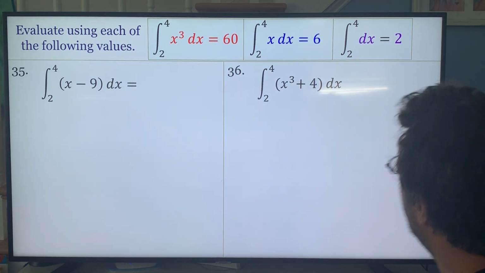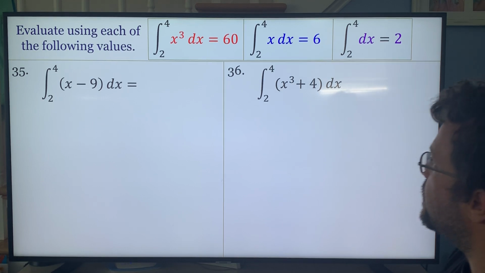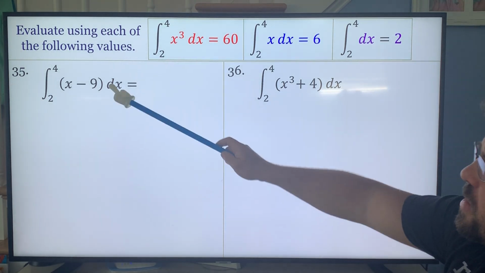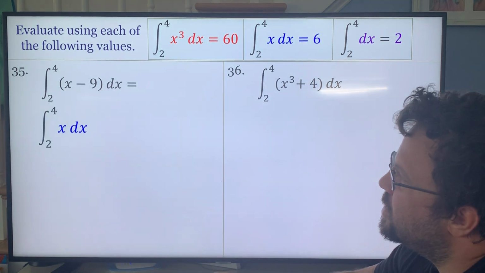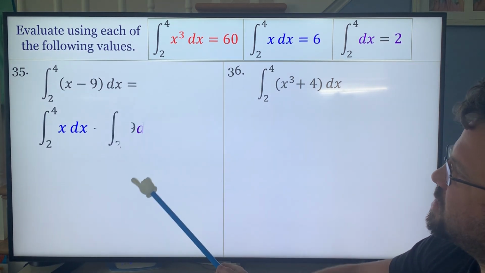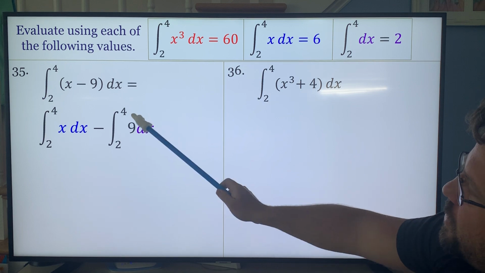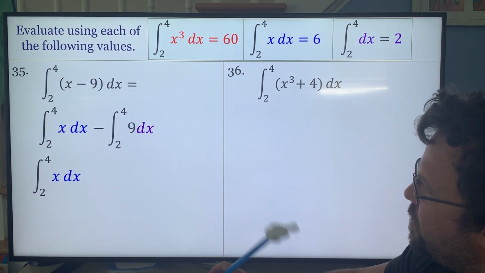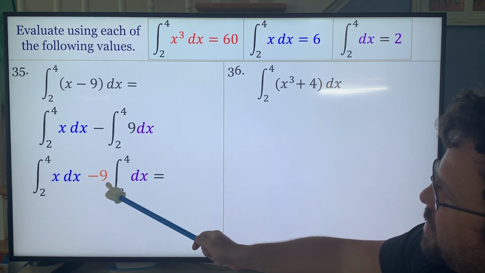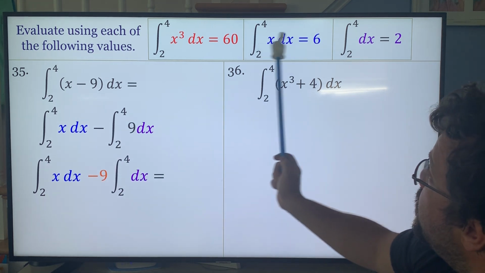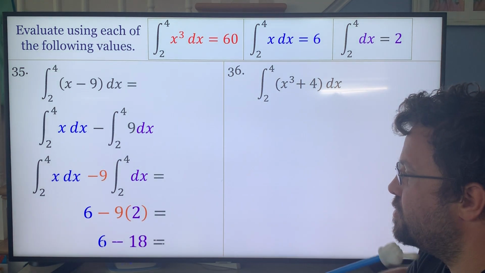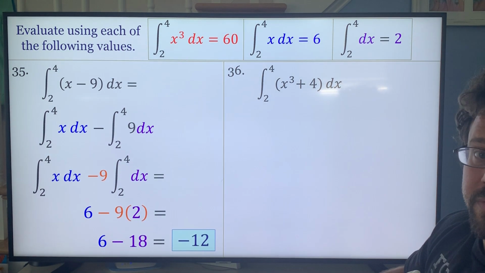All right, why don't you guys try the next couple problems and we'll go over them. We good? All right, hopefully you paused and split this up. So you got the integral from 2 to 4 of x dx minus the integral from 2 to 4 of 9 dx. Pull the 9 out front. So this stays the same, 9 comes out front. Replace with the 6. Minus 9 times 2. 6 minus 18 is negative 12.